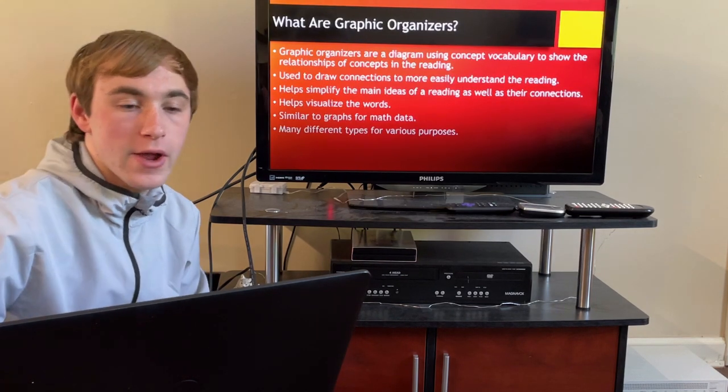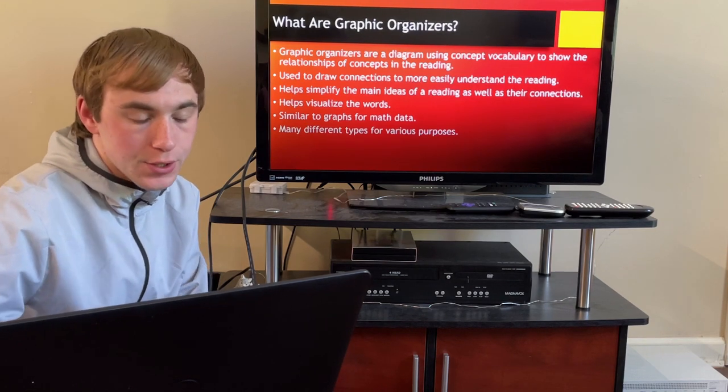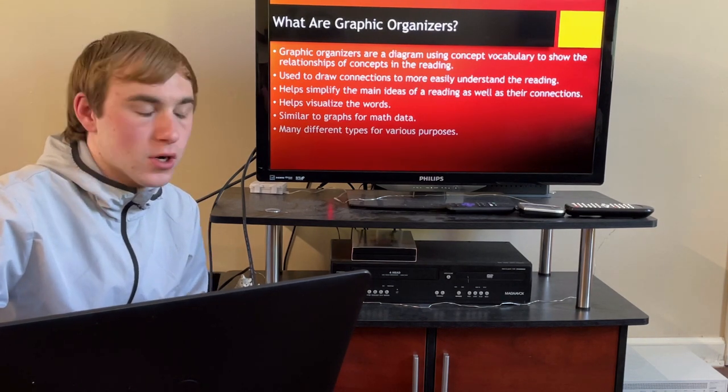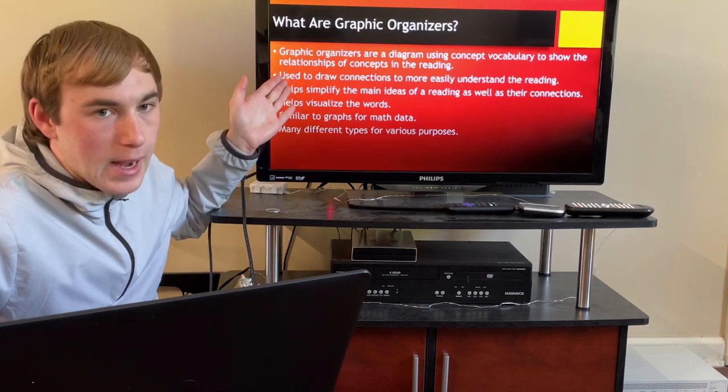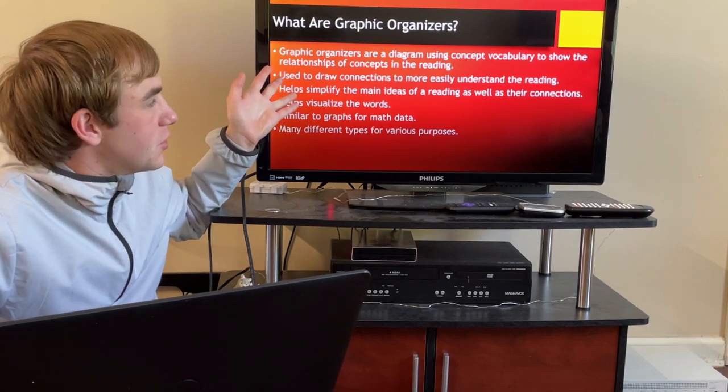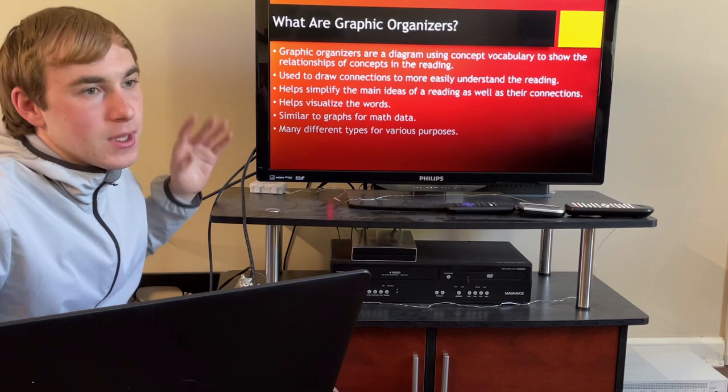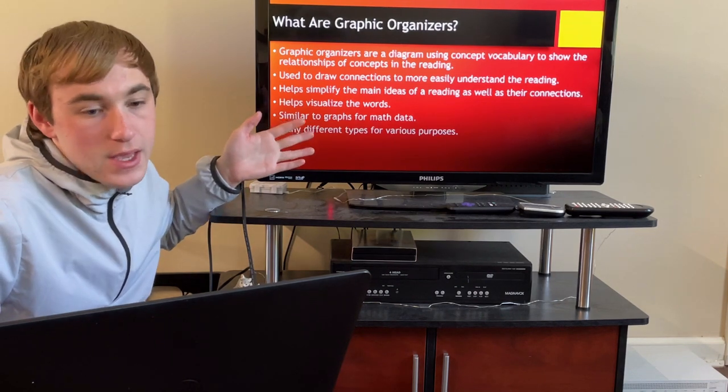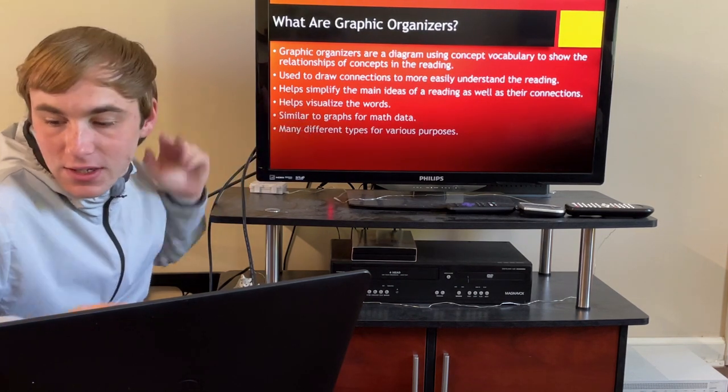So, what exactly are graphic organizers, you may ask? Well, you see here, graphic organizers are a diagram that uses concept vocabulary to show the relationships and concepts of reading. So basically, they graphically organize the content, to say the least, right?